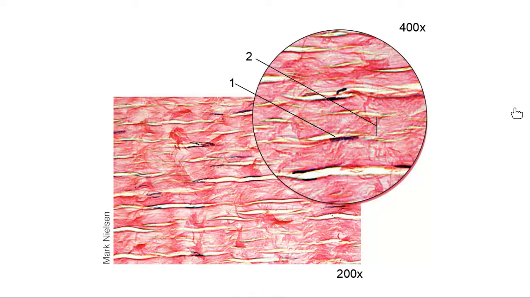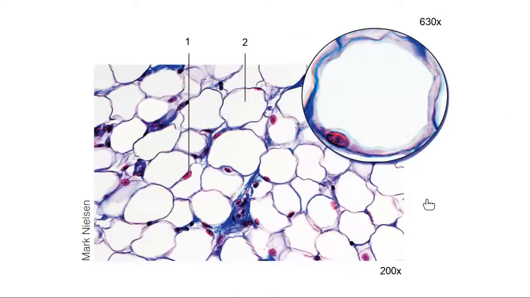About the adipocytes, look at here. This is one fat cell. If I want to draw it for you, it is like this. This black part is the cell membrane. Then you have a large droplet of fat. And here you can see the nucleus.